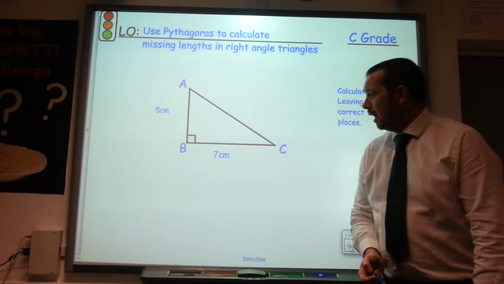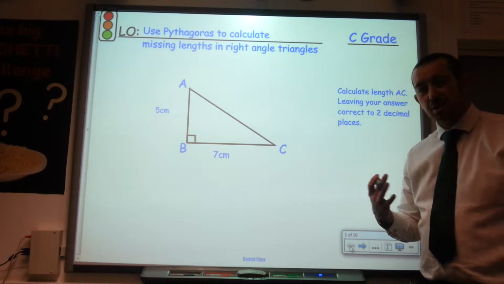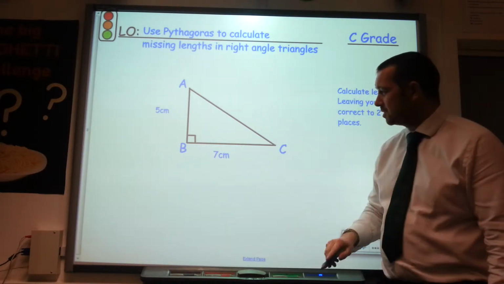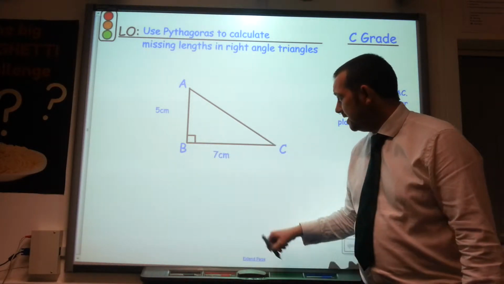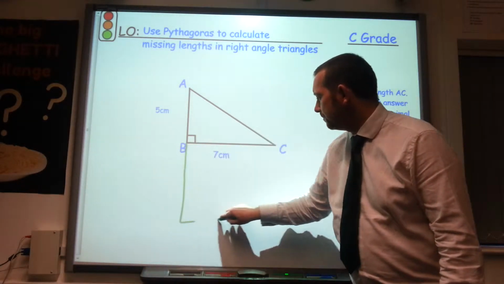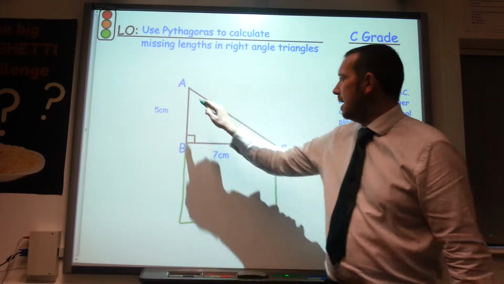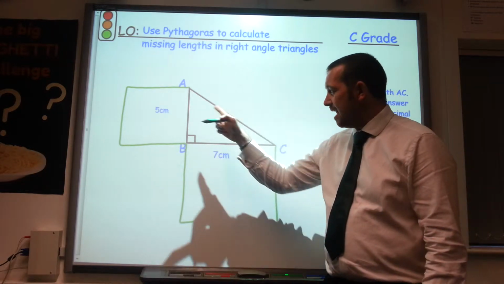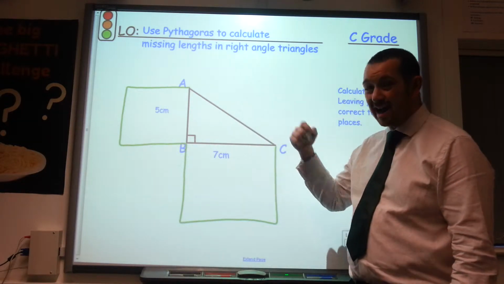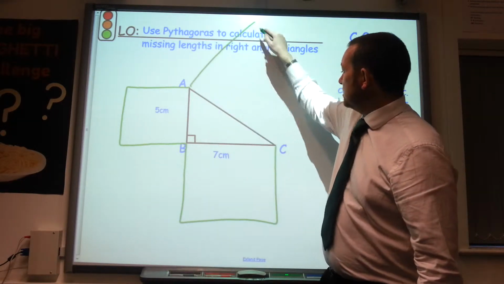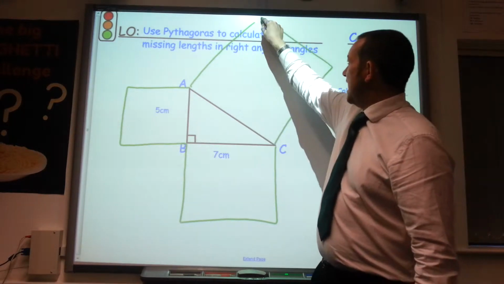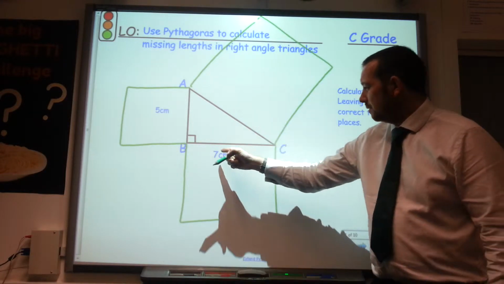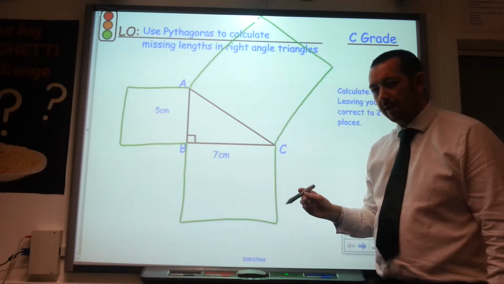So there we go. Now, Pythagoras was a Greek mathematician, lived about 600 years BC, and he discovered this: if we take this square here, and we draw a square there, and we draw a square there, if we were to find the area of those 2 squares and add them together, it will actually make the area of that square there. So let's just have a look at that.